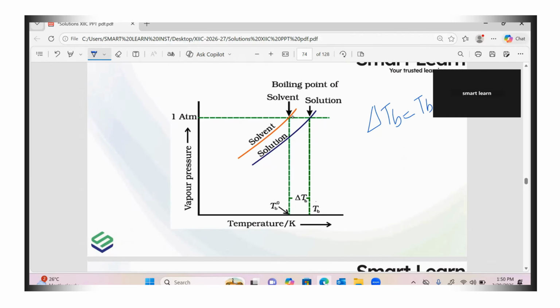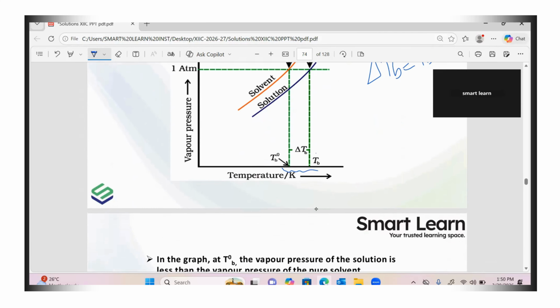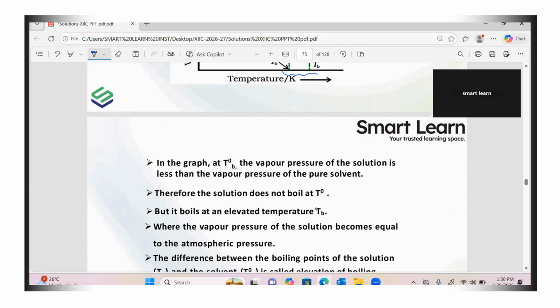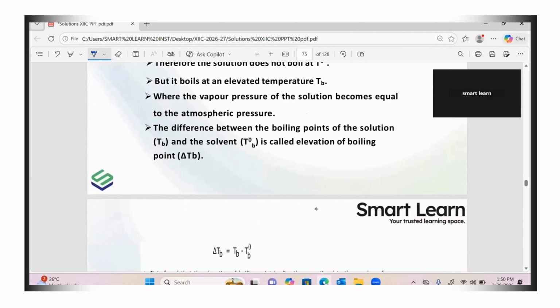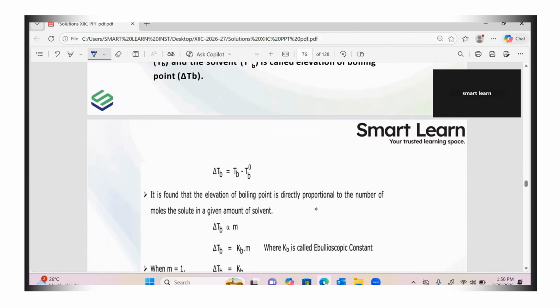The solvent reaches the atmospheric pressure, but the solution does not. The solution reaches this point at a higher temperature Tb. So the difference between these two temperatures is known as elevation in boiling point. So there is an equation for boiling point, that is delta Tb is equal to Kb m.